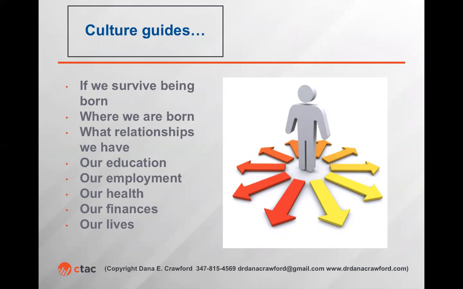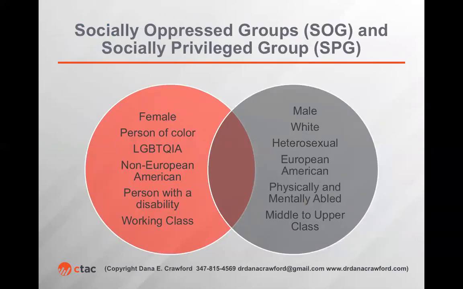In truth, culture guides if we survive being born, where we're born, what relationships we have, our education, our employment, our health, our finances, and our lives. I'm not going to go into how so, but the evidence is clear that culture really does a lot in guiding our experiences in the world. And that comes down to the point that there are socially oppressed groups and there are socially privileged groups. And of course, this is a Venn diagram. There is overlap in those groups, but there are clear distinctions in our culture as well as in the larger globe of the experiences of oppressed people as well as privileged people.